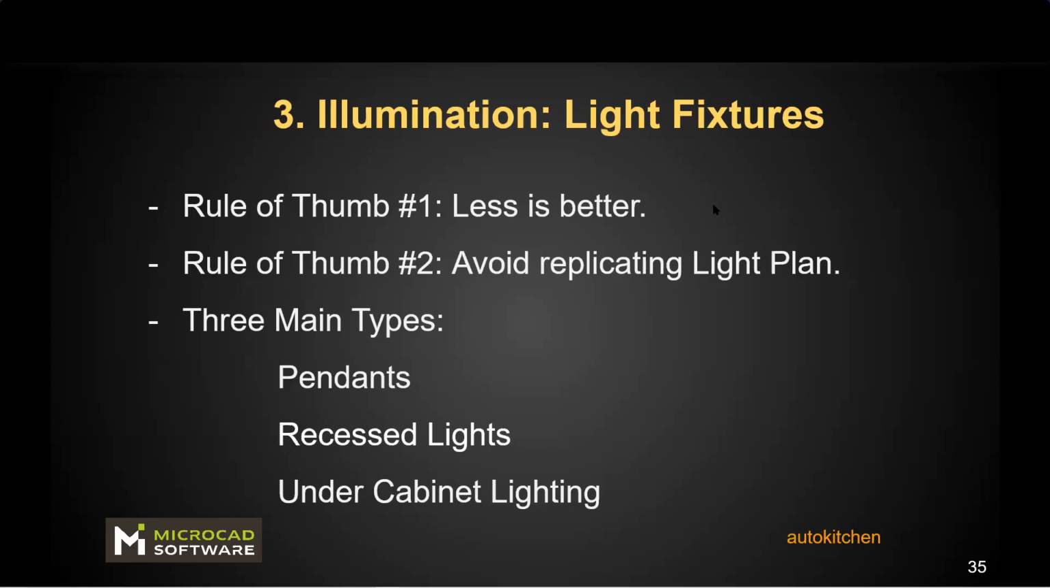Types of light fixtures: the main types are pendants, recessed lights, and undercavity lighting. A couple of tips here. One is considering the recessed lights. These lights go by different names, depending on the part of the country. Some people call them high hats. Some people call them can lights. It's all the same.